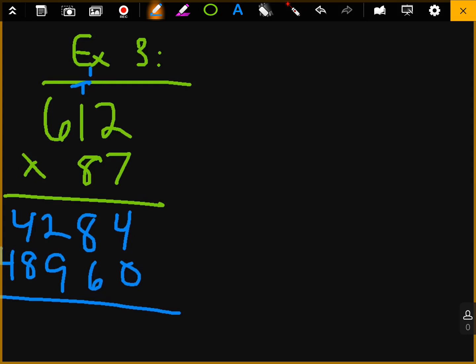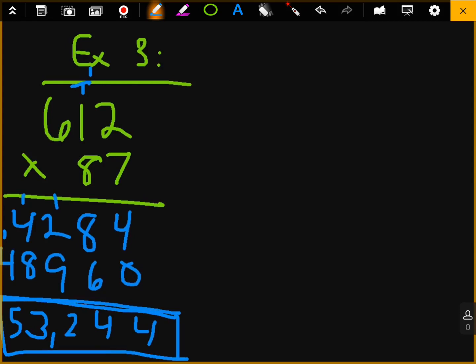Okay, now we add. I don't have enough room over here to add an addition sign, but I should have done that. Okay, 4 plus 0 is 4. 8 plus 6 is 14. 9 plus 3 is 12. And 8 plus 5 is 13. And 1 plus 4 is 5. And our answer is 53,244.